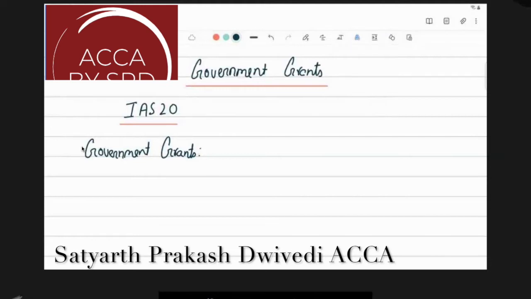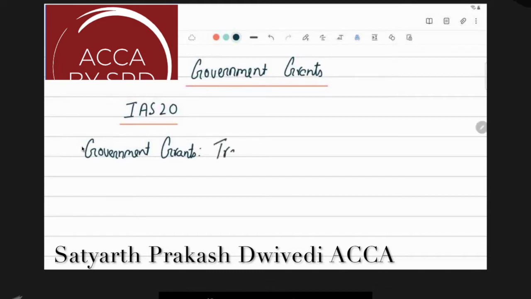So suppose a state government says, okay, we welcome you with a red carpet, and it gives them assistance, smooth licensing procedures and a very good land acquisition process. All that cannot be valued. So government grants as per IAS 20 do not include those things that cannot be valued. But what does it include? It includes the transfer of resources.